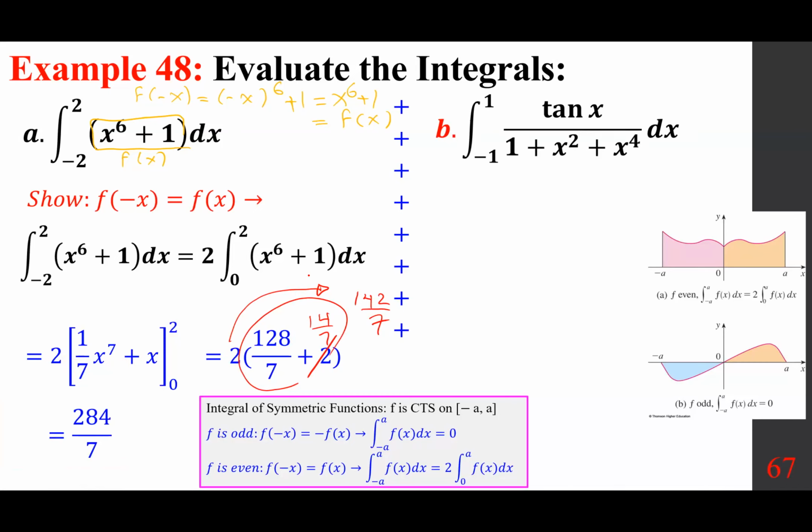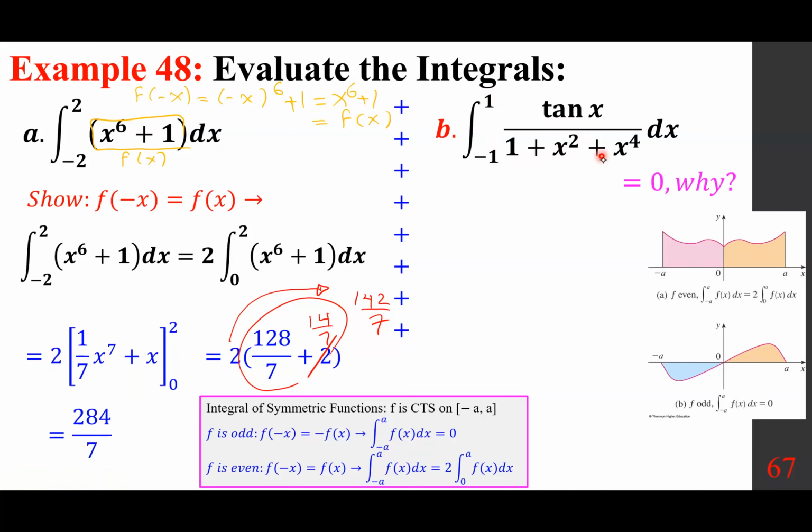When you are dealing with something pretty complicated such as this one, the integral of negative 1 to 1 of tan x over 1 plus x squared plus x to the power of 4 dx, as it goes from minus 1 to 1, or minus a to a, you may recognize what type of function this is. This is equal to 0. And why is that? All you have to do is prove this function is an odd function.